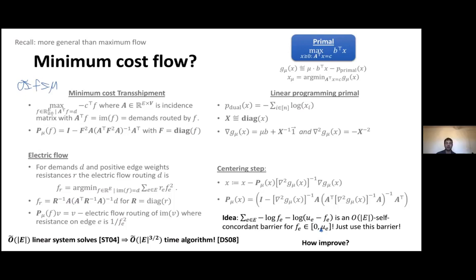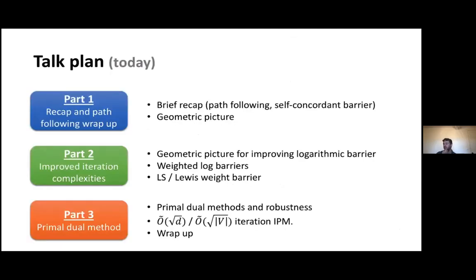All right, so that's about it on the log barrier. How do we improve this analysis? The next thing we'll be talking about is how to get improved iteration complexities, so how to improve the dependence on the number of edges and the number of vertices.